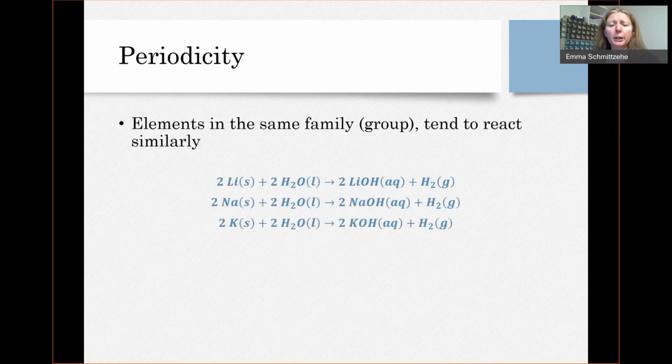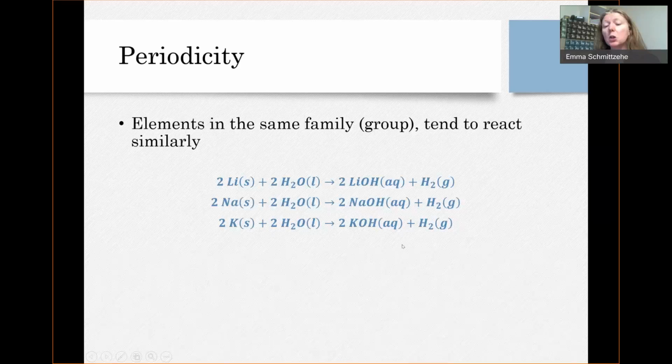And so, for instance, group one metals react with water to form the hydroxide of that group one metal and hydrogen gas. Okay, no matter the group one metal, the same thing's going to happen. I've got lithium and sodium and potassium shown, and each one of those reacting with water form their hydroxide. So lithium hydroxide when lithium reacts with water, sodium hydroxide when sodium reacts with water, potassium hydroxide when potassium reacts with water, and then also hydrogen gas.